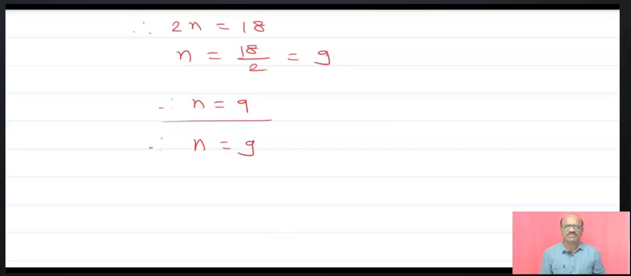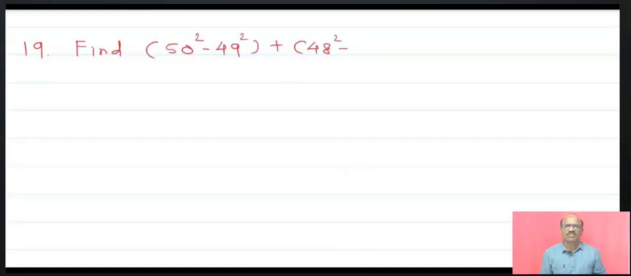Next is n is equals to 9. Okay, problem number 19. Find 50 square minus 49 square plus 48 square minus 47 square, 46 square minus 45 square.